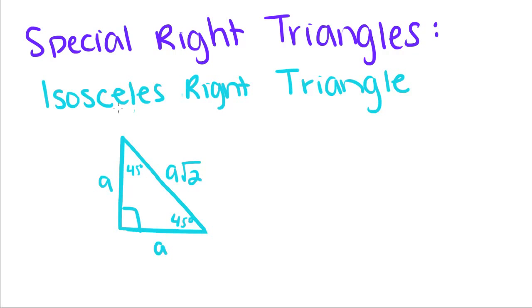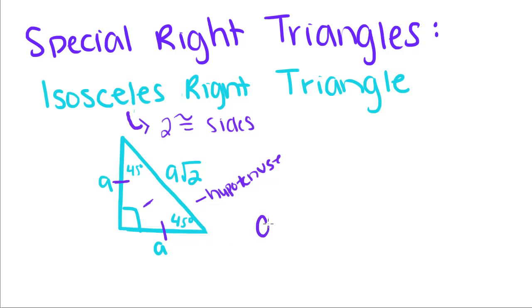So, an isosceles right triangle, and remember, an isosceles triangle has two congruent sides, which would be this one and this one, so that they have the same length. So we're just going to call that length A. Well, their hypotenuse, which is across from the right angle, is equal to that side times the square root of 2. So that means that this length is A square root of 2.